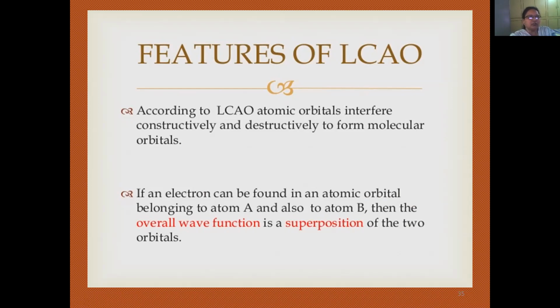If an electron can be found in an atomic orbital belonging to atom A and also to atom B, then the overall wave function is a superposition of the two orbitals, right?